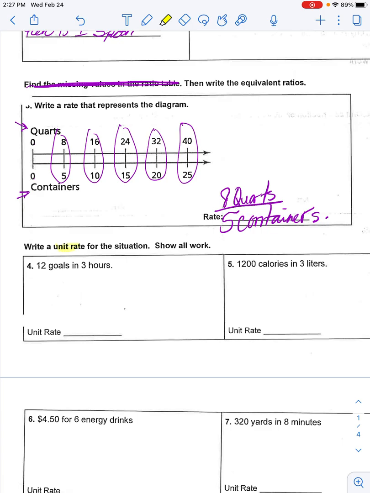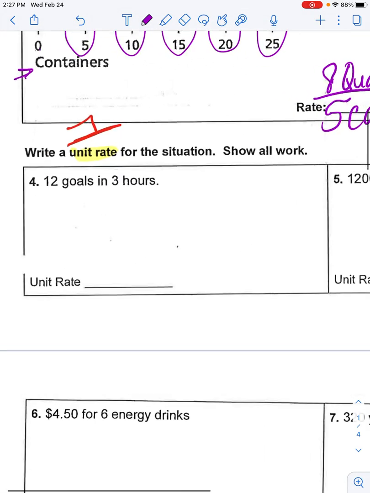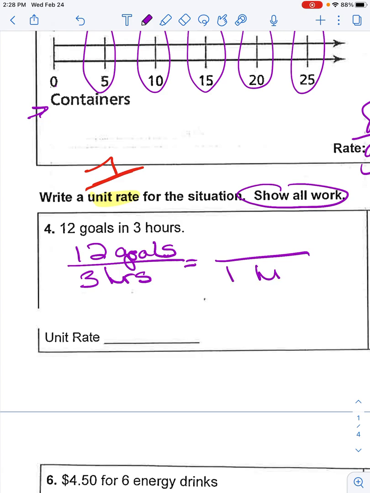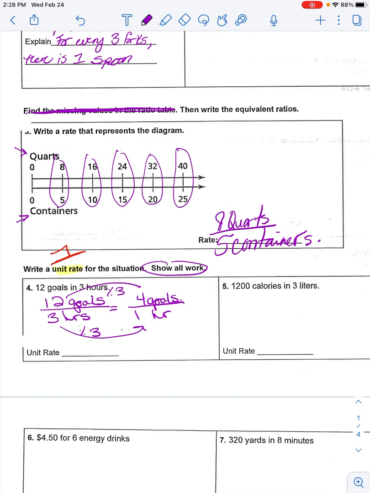Write a unit rate for the situation. Guys, what does unit rate mean? That's important. Unit rate means 1 of something. You must remember that. You are showing all work, which means you are writing the ratio out. 12 goals in 3 hours. We want to know the unit rate, how many goals per hour. To get from 3 to 1, we divide by 3. 12 divided by 3 is 4 goals per hour. I need to see all of that. The original rate, then the unit rate.